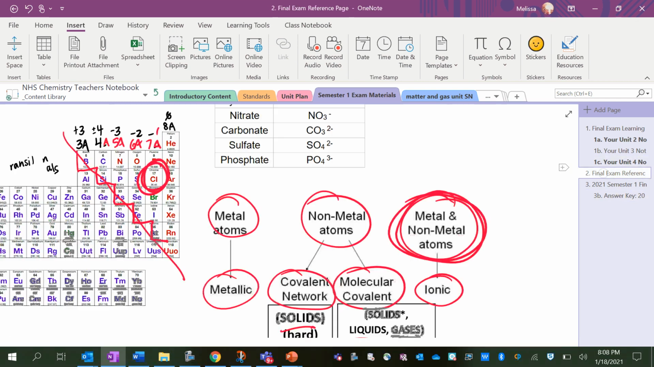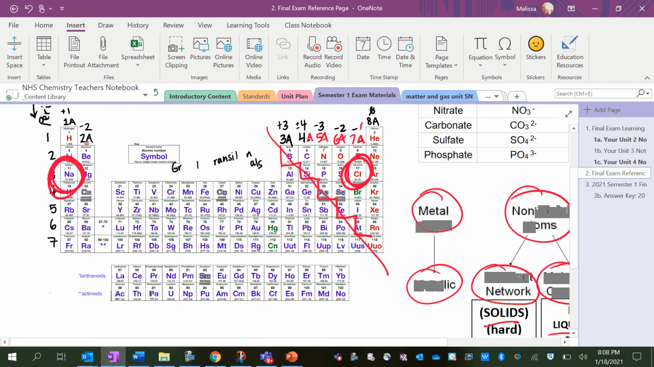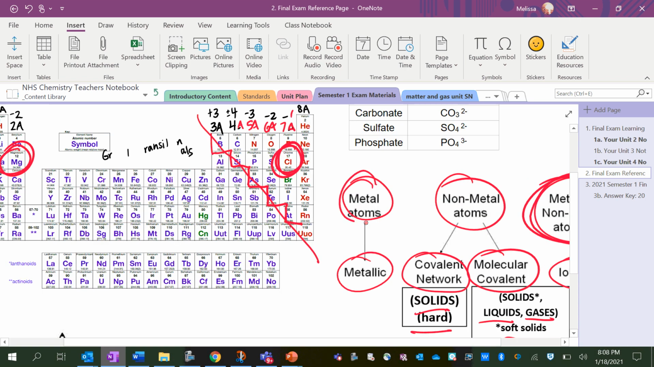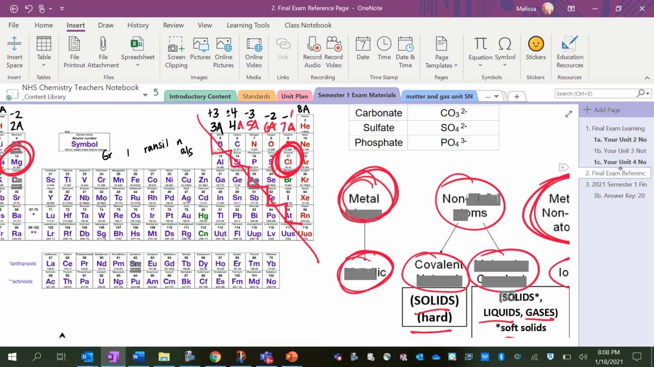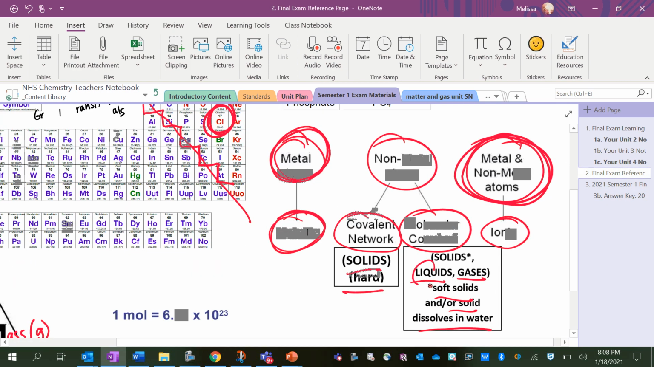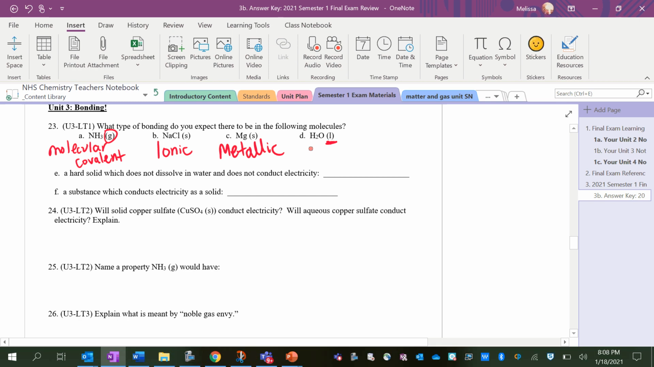Mg, solid. Mg is to the left of the zigzag, so it's a metal. So if something just has metal atoms, it has metallic bonding. And last but not least, we have H2O liquid. It's all nonmetals and it's a liquid, so it's another molecular covalent.